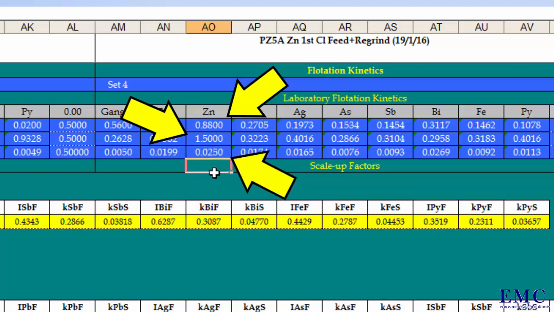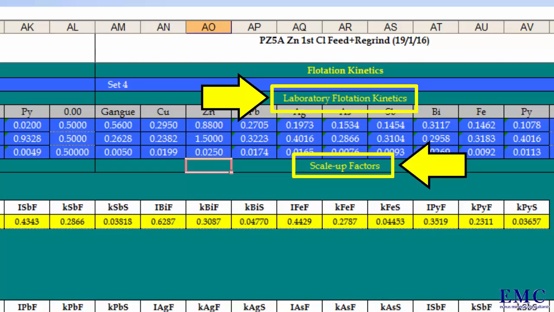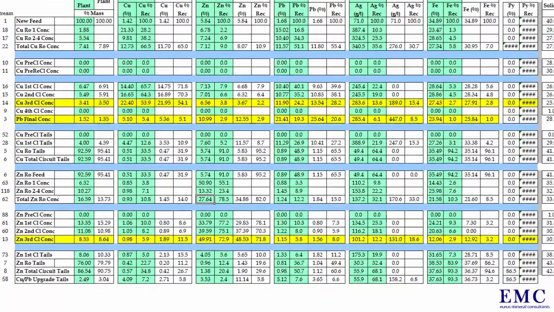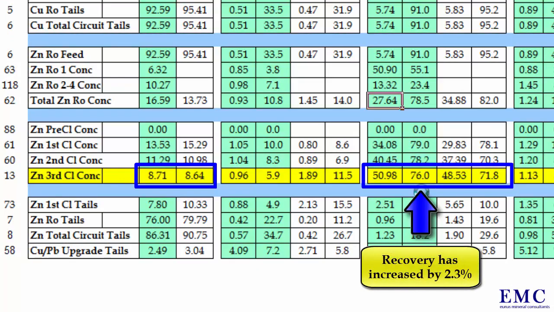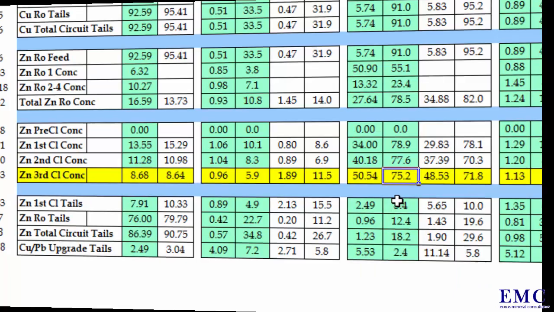Then go back to Kinetics set 4 and change the zinc kinetics to these new values. Remember that these are laboratory kinetics, which in the SuperSim program are multiplied by a series of laboratory to plant scale-up factors in order to simulate plant performance. Having done this, we go back to the plant mass balance and simulate these changes. The product of this is that recovery has increased by 2.3% from 72.9% to 75.2%. Note that mass pull and concentrate grade have not changed, because we didn't change the gangue kinetics.